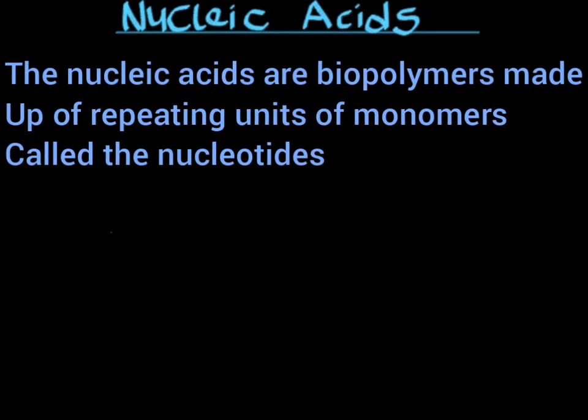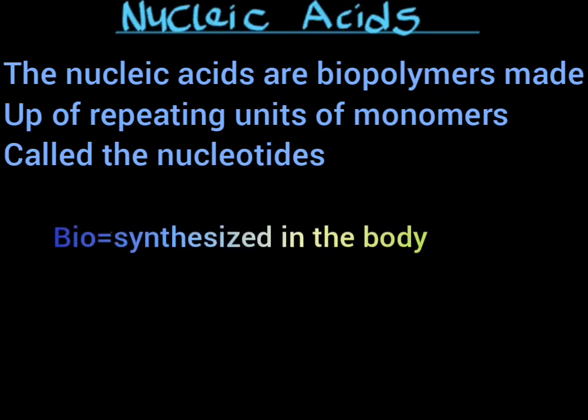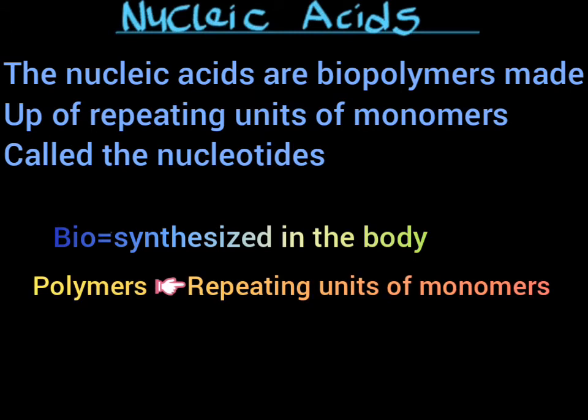Now, the nucleic acids are biopolymers made up of repeating units of monomers called nucleotides. So what we are trying to say is that they are biopolymers. Bio would mean that they are synthesized within the body, and the polymers are structures made up of repeating units of monomers, and in this case the monomers which form the nucleic acids are called nucleotides. So we can therefore say that the nucleotides are the building block upon which the nucleic acids are formed.